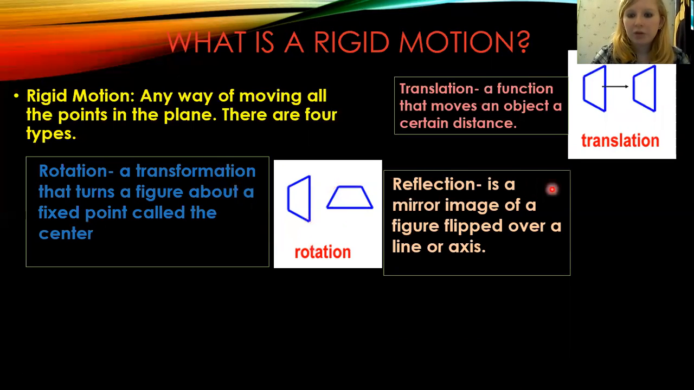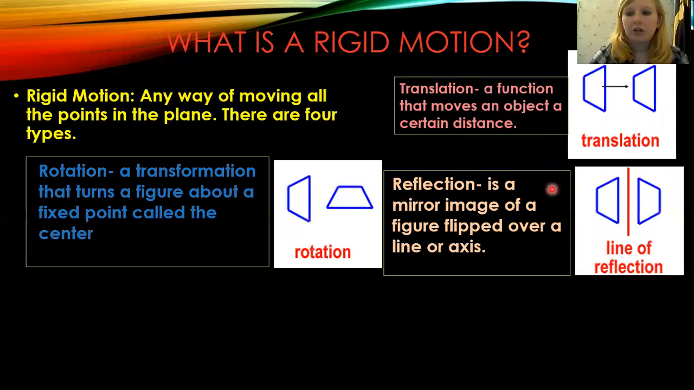Next, we're going to talk about reflection. A reflection is a mirror image of a figure flipped over a line or an axis. So in this picture, the trapezoid is flipped over this line to create the mirror image of the original figure.